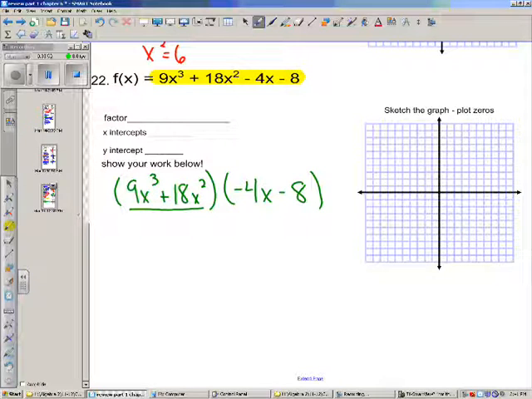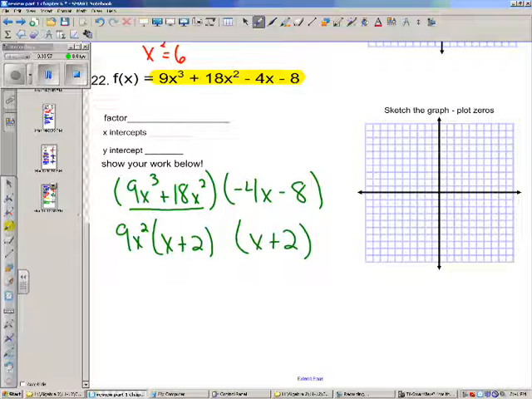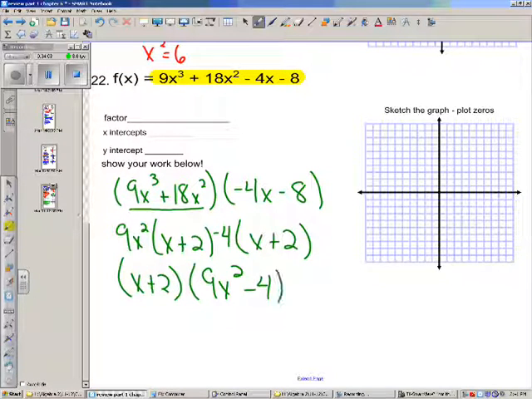And now in the first parentheses, I can take a 9 and an x squared out. And when I do that, I'm left with x plus 2, which again is what I need in the other parentheses. So what am I taking out of here? A negative 4. So my final set of parentheses will be my matching set. And the 9x squared minus 4 on the outside of the parentheses. So I'll put those up here first.